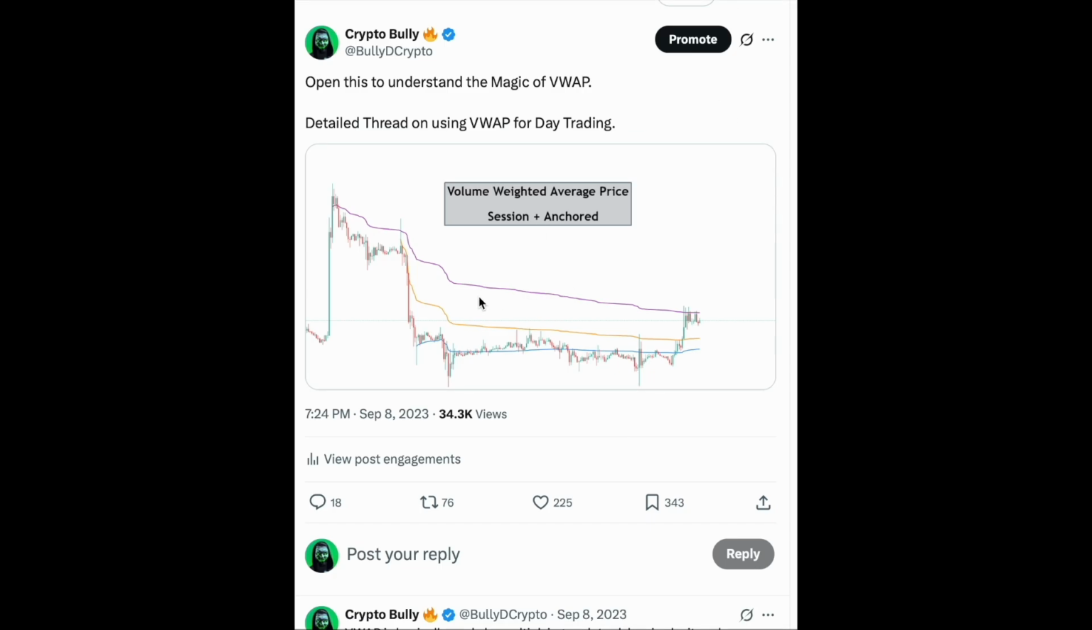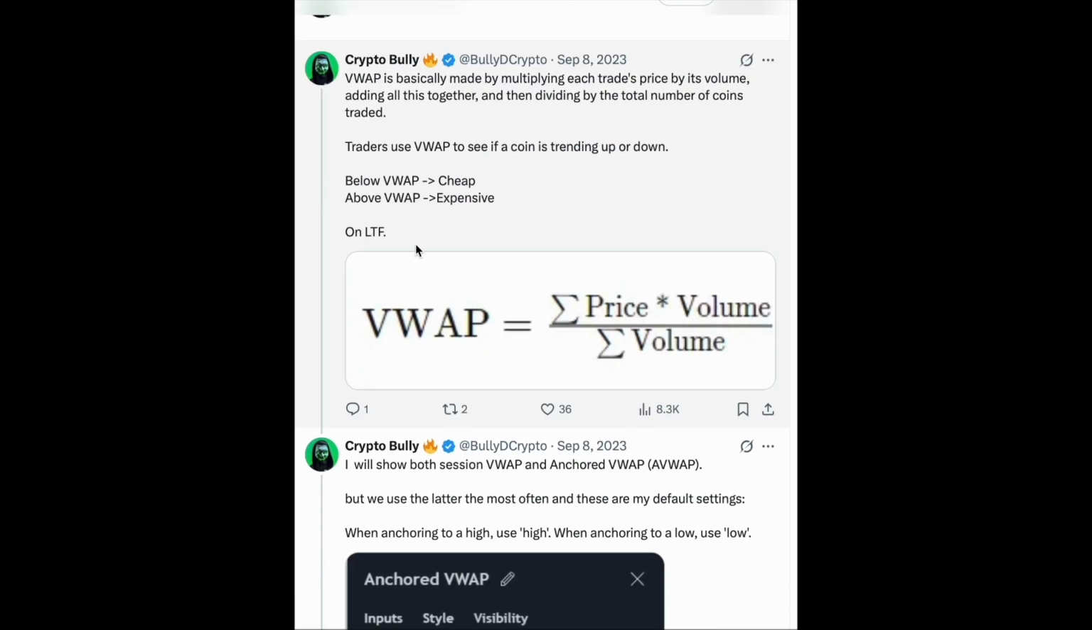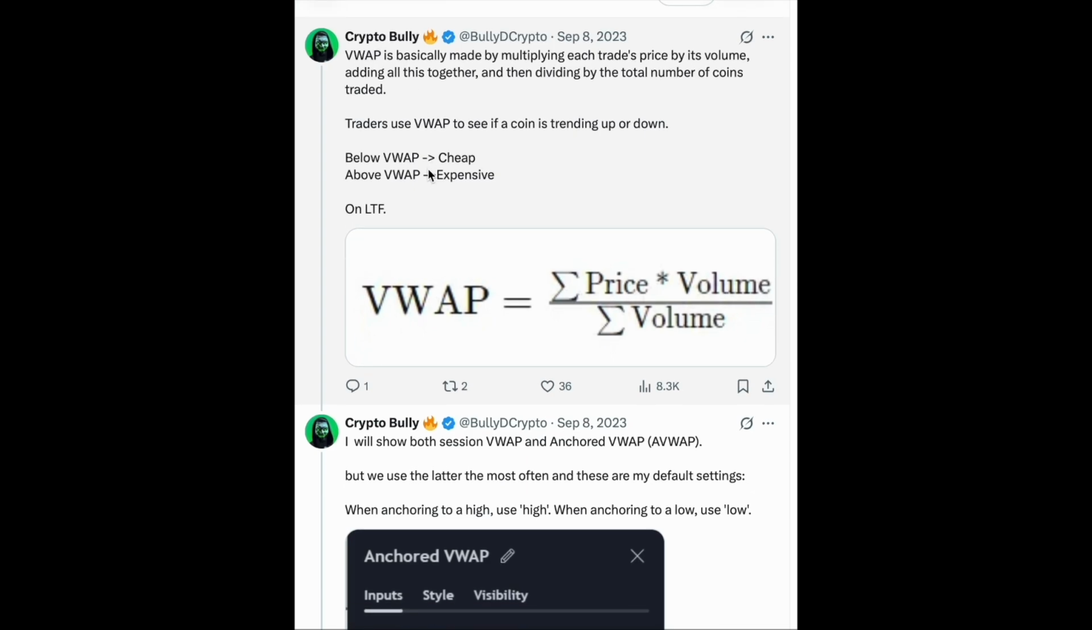To start off, I'd like to preface one of my earlier tutorials. This is one of my most important and oldest tutorials, and I think it still is relevant today. So before we understand how to trade it, let's look at what the VWAP actually is and what it means. So the full form is volume weighted average price.